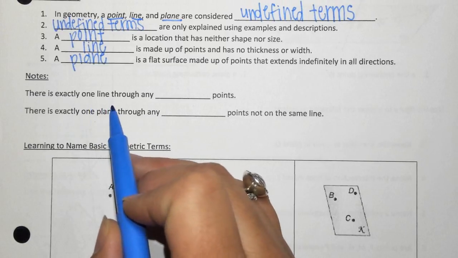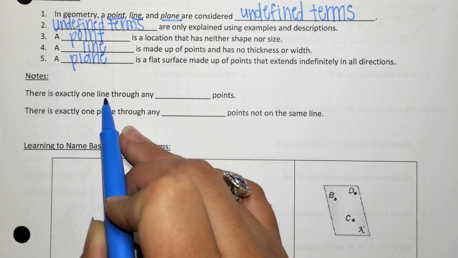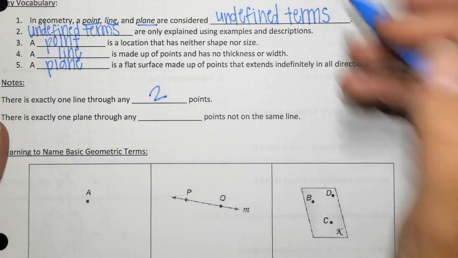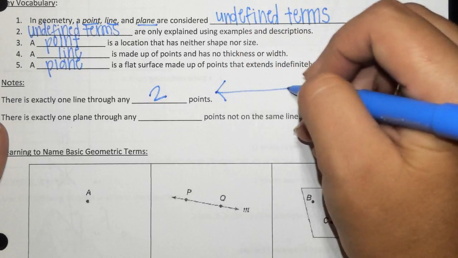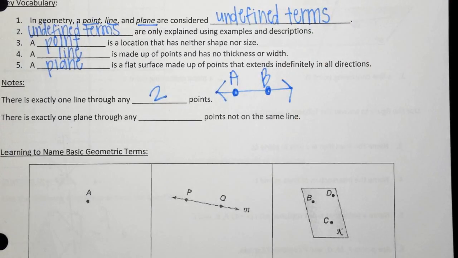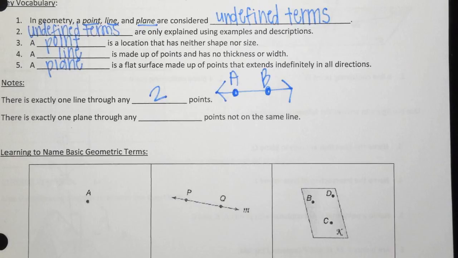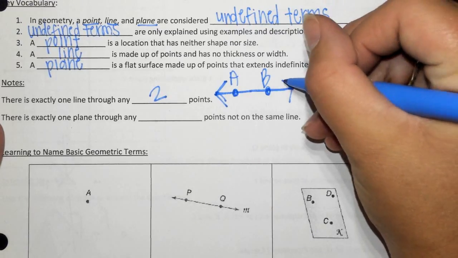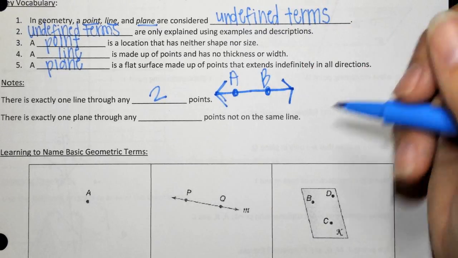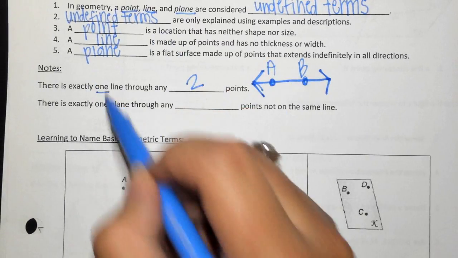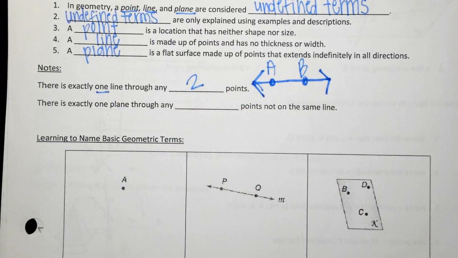All right, some more notes. There's exactly one line through any 2 points. Here's what I mean by that. You don't have to draw this line. But if this is line AB, there's line AB. Now, I'm going to draw another line right on top of it. Now, how many lines does it look like? Doesn't that just look like one line? Didn't I draw it twice? Well, it's still just one line. So there's only one line through 2 points. That was just the point I was trying to make.